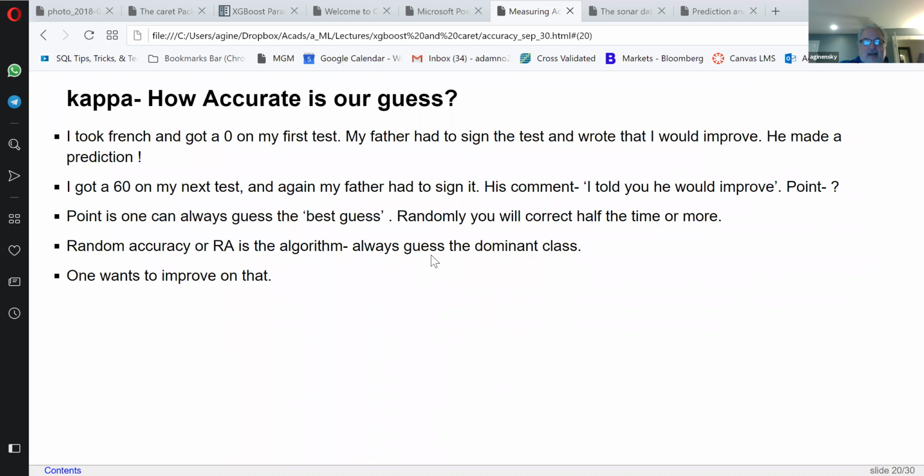The next test, I got a 60. And again, the teacher was not impressed and told me to have my father sign it. And my father took a look at it and said, well, what's going on? And I said, well, if you think about it, Dad, I actually did pretty good. In the period between the two tests, 2 or 3 weeks, I've gone from knowing no French to almost being caught up. I mean, it's been a lot of work, but I'm getting there. And his comment was, I told you he would improve.